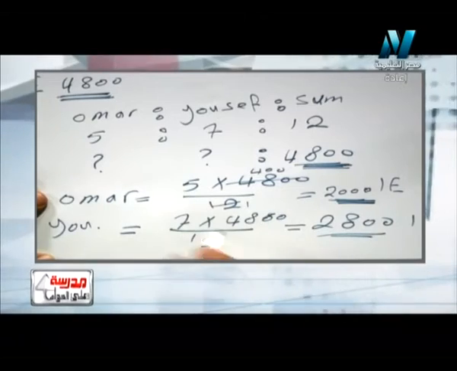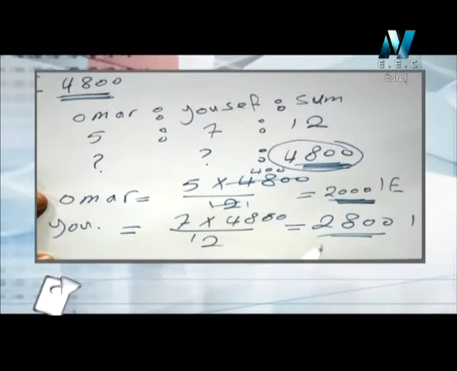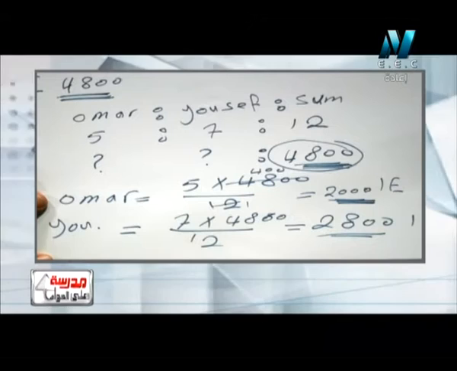How can we, my dear students, be sure of our solution? We have the total amount of money, 4,800. After solving, the share of Omar equals 2,000 and the share of Yusuf equals 2,800. Just add the two results to be sure of our solution: 2,000 plus 2,800 equals 4,800. It's a very good idea, and now we are sure of our result.